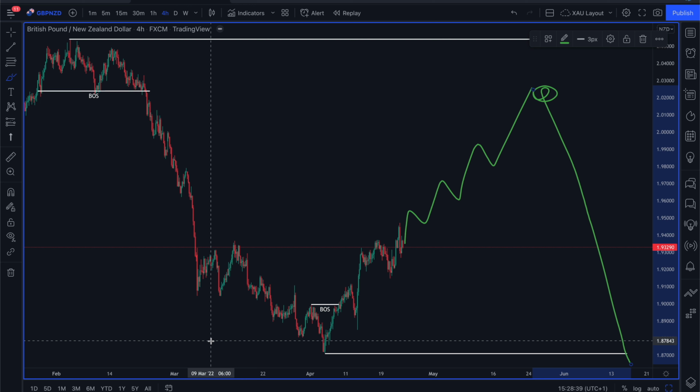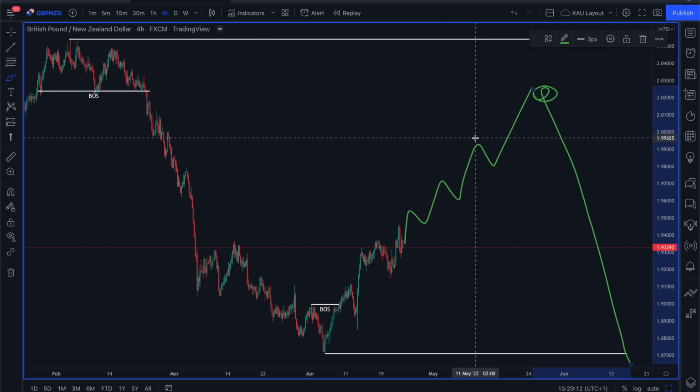My overall bias for this market is to be a seller, but we could take full advantage of a buy before the heavy sell. As I say, the overall structure of the market is actually bearish. It's creating lower highs and lower lows. Price is currently retesting. So if you did want to take advantage of those buys before the sells, get involved.